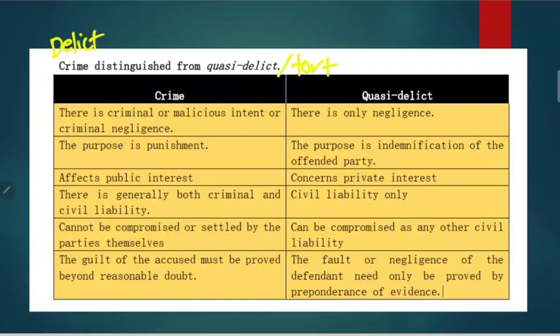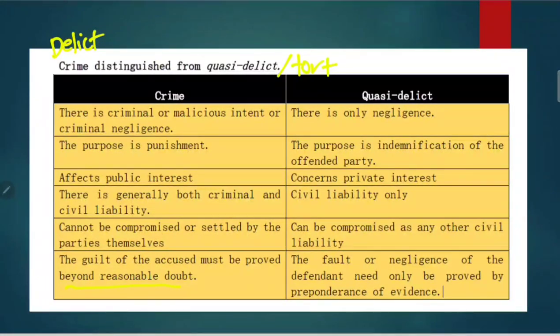Pagdating sa crime cannot be compromised or settled by the parties themselves, while quasi-delict can be compromised as any other civil liability. Bakit hindi pwedeng i-compromise or settle ng parties themselves ang crime? Kasi involved ang state pagdating sa crime. The state is also an offended party sa crime, so hindi siya pwedeng i-compromise or i-settle by the parties themselves only. Pagdating sa crime, the guilt of the accused must be proved beyond reasonable doubt. Yan sinasabi natin kanina, beyond reasonable doubt.